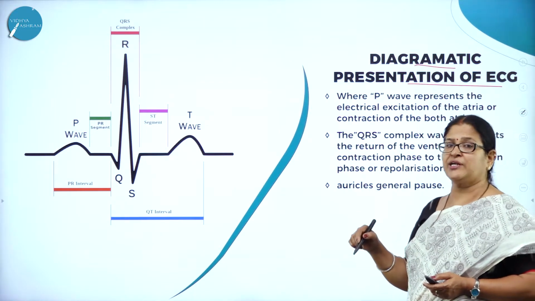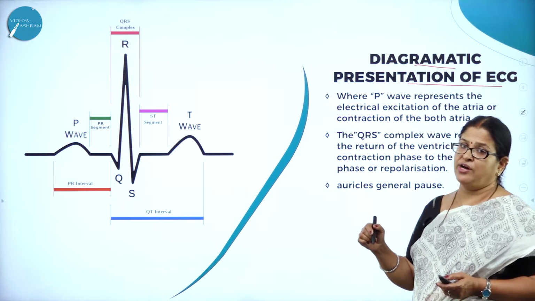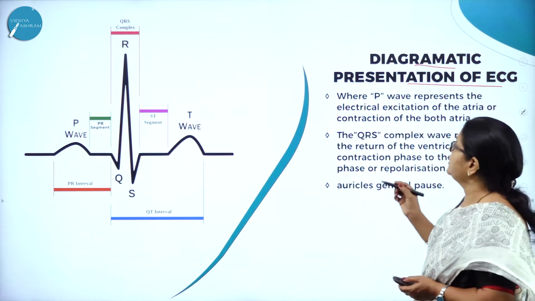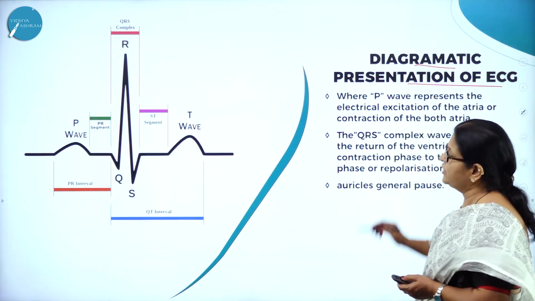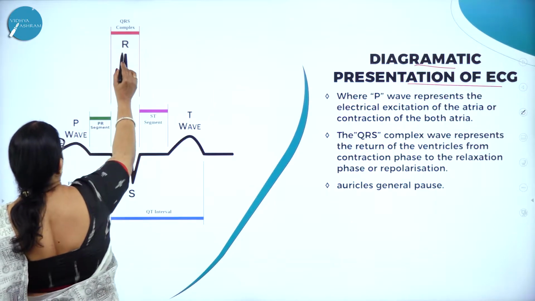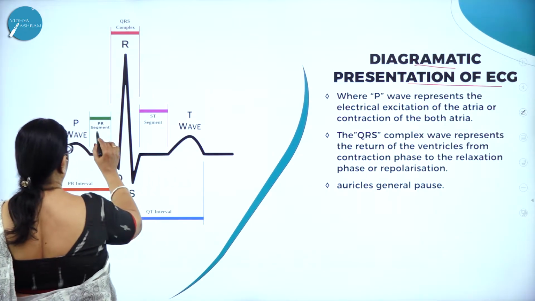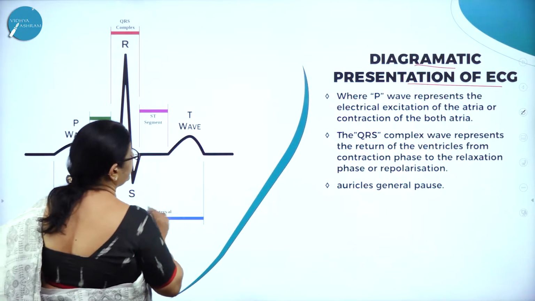Based on the graph, we can assess whether the heart is functioning properly, or if there is something wrong with the heart's functioning. Now, moving on to the diagrammatic presentation of ECG. Here you can see the P wave, the Q, R and S waves, and the T wave. This is called the PR segment. This is called the ST segment, the PR interval, and the QT interval.